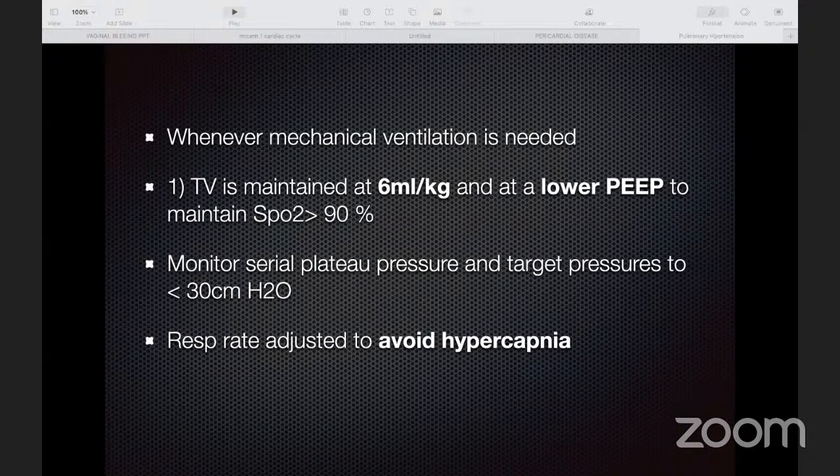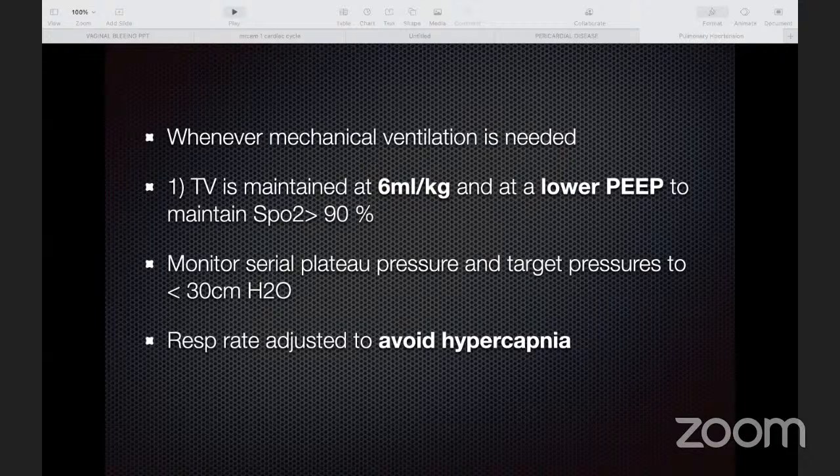The TV, the tidal volume, must be maintained at 6 ml per kg, and a lower PEEP should be maintained to adequately maintain the saturation more than 90%. And monitor serial plateau pressure and target pressures less than 30 centimeter H2O, and the respiratory rate should be adjusted to avoid hypercapnia, because hypercapnia can further lead to increased pulmonary vascular resistance and impede the blood flow.